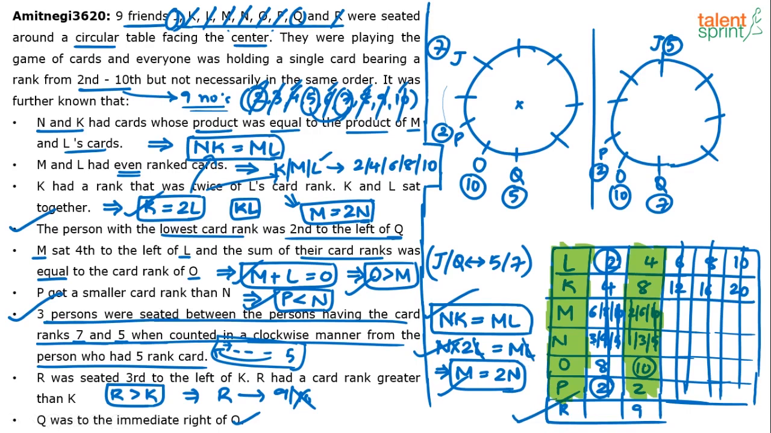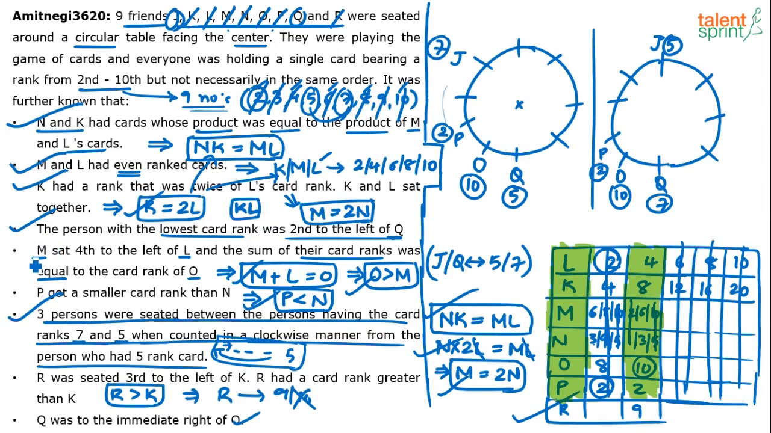What are the other items? I think this point has been used. N and K had cards whose product was equal to the product of M and L. M and L had even number cards. This also has been used. K had twice L's card. K and L sat together. This has to be kept in mind. This point has not been used yet.